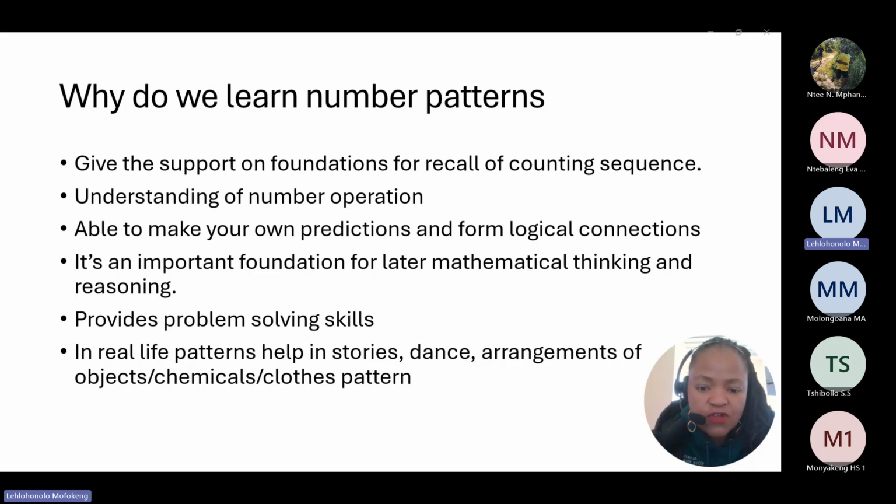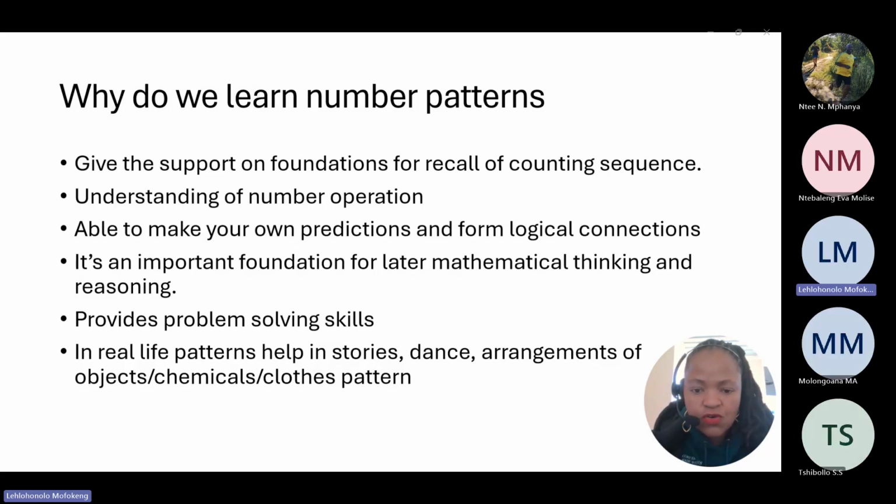And we must also be able to make predictions and form logical connections. Number patterns are also important as a foundation for later mathematical thinking and reasoning. Sometimes you'll have to reason why a situation has happened, so number patterns provide us with the skill of reasoning and thinking. They also provide us with problem-solving skills. When you understand number patterns, you will be able to solve problems based on them, and your problem-solving skills will be well equipped when you have the basics of number patterns.